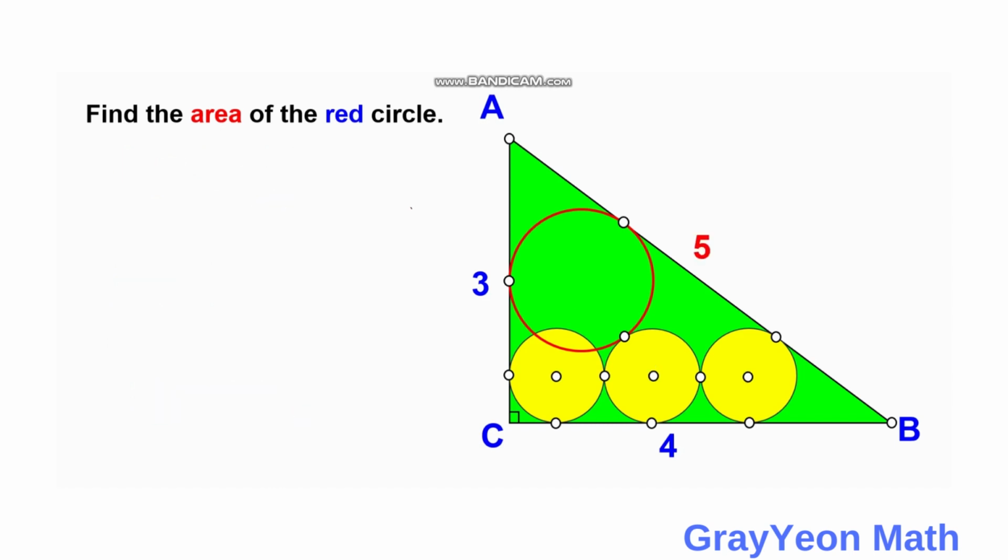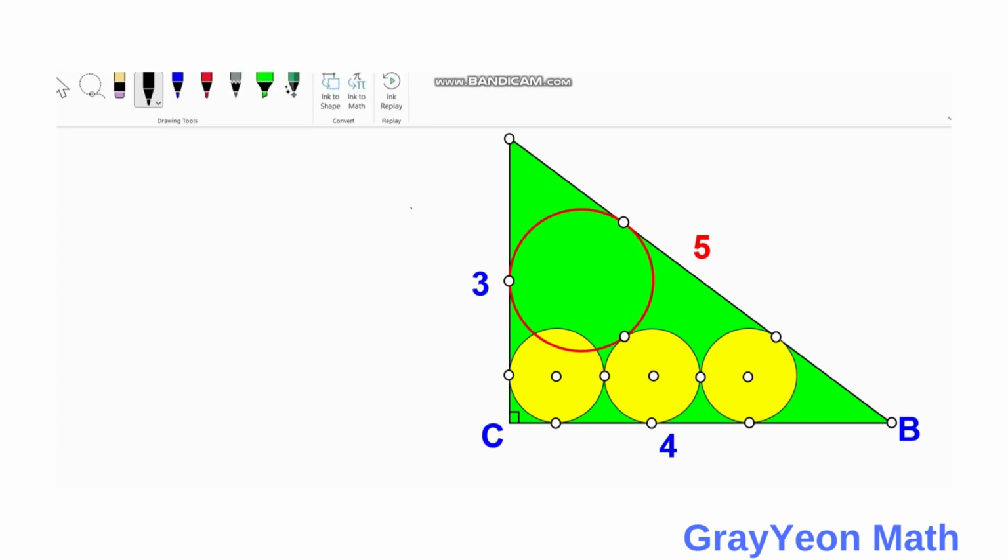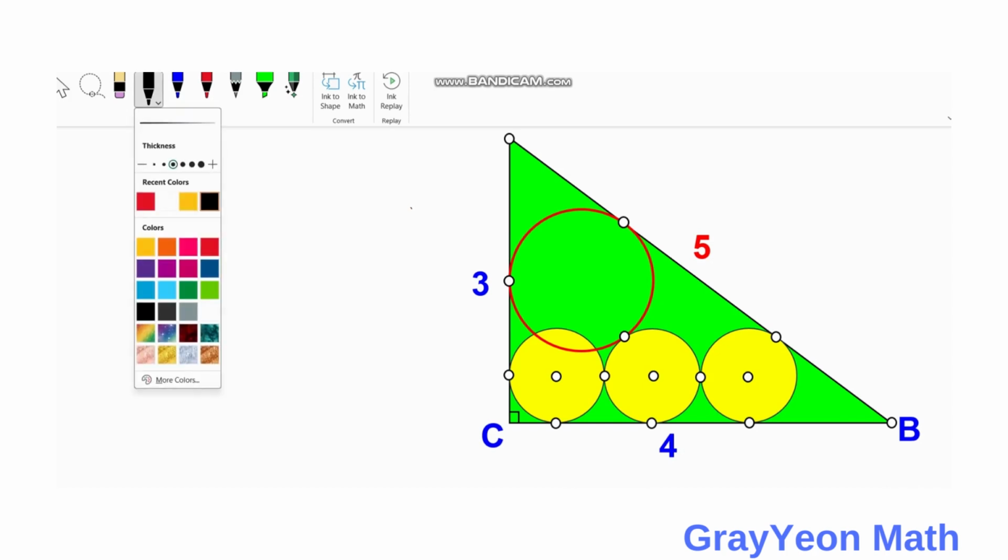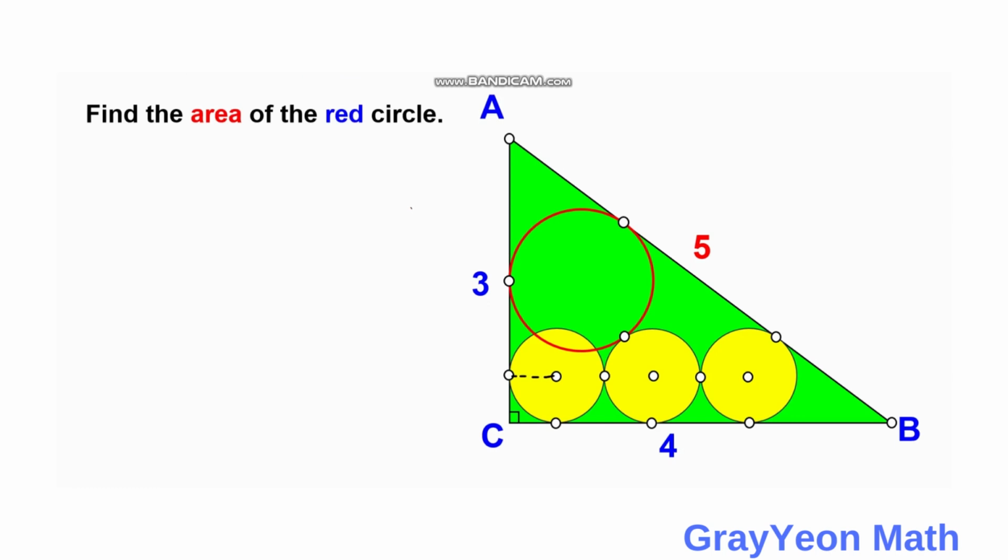Okay, so next we draw a line from the centers of these yellow circles, center to center. So we have these lines. And we label the radius as R, and R, and R. And this is the radius, and this is also the radius.